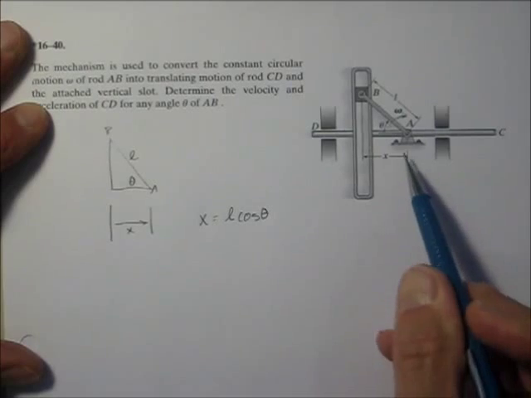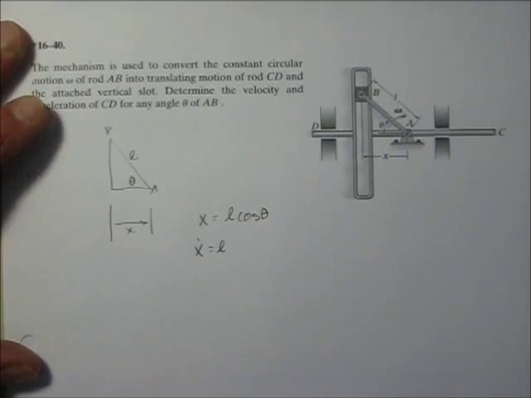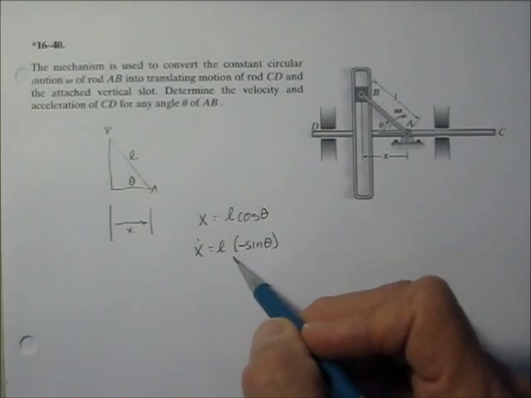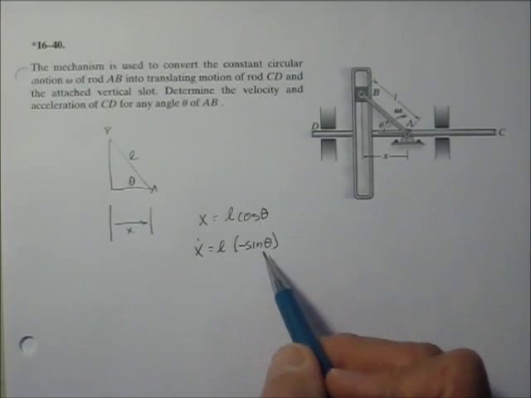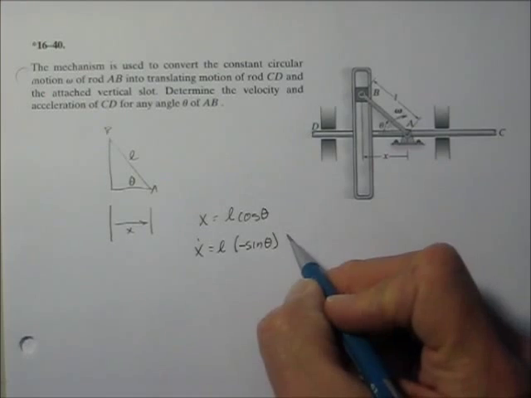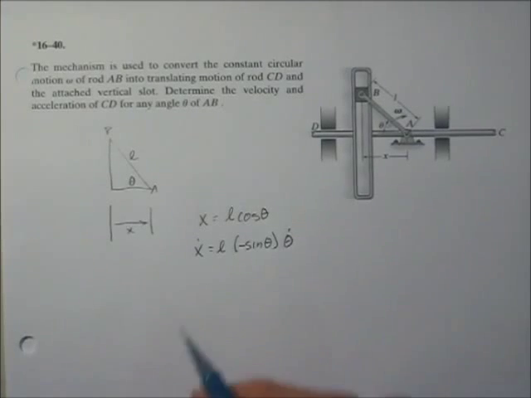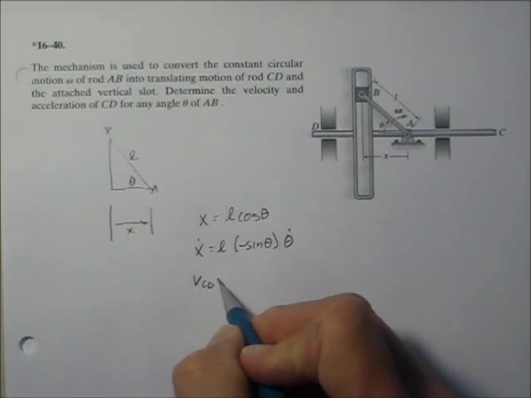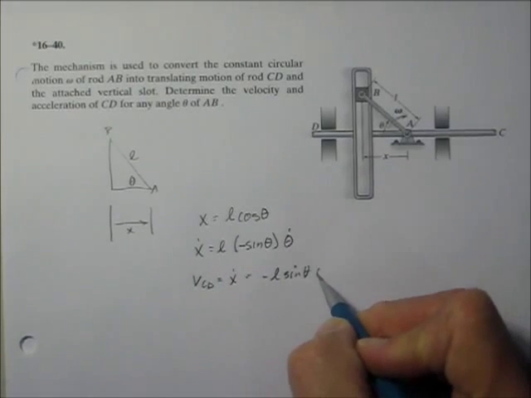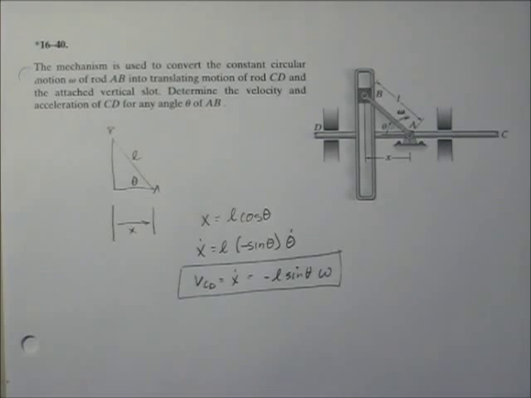Now that I have my position as a function of theta, it's very easy to take the time derivative. So I'll say x dot is equal to L, and the derivative of the cosine gives the minus sign. We are in the time domain here, so I'm taking the time derivative of a function of theta, so I have to take d theta dt. I'm going to put theta dot right there at the end. Now I've defined my change in length. I'm going to say that v of CD is equal to x dot, which is equal to minus L sine theta omega.